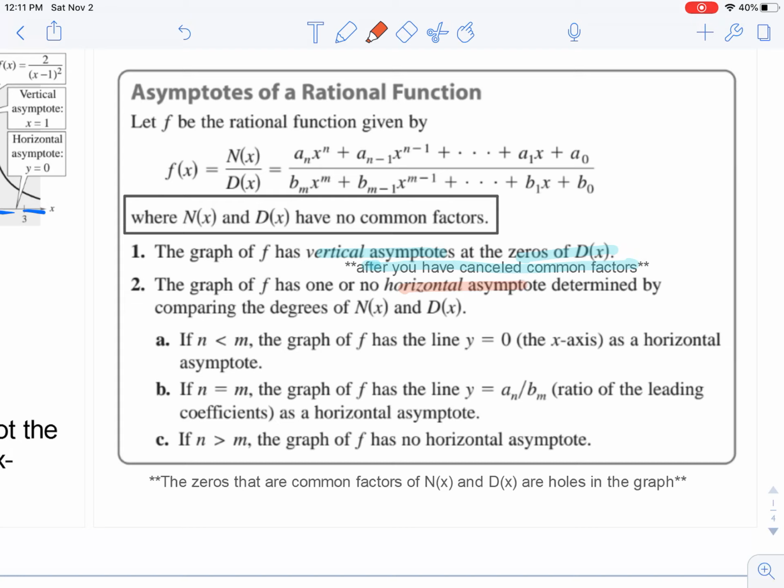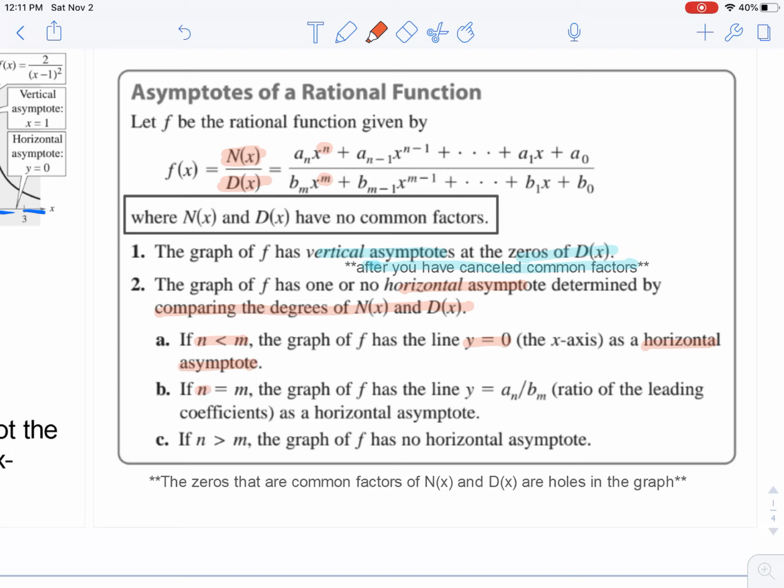The way you determine the horizontal asymptote is by comparing the degrees of n of x and d of x. So if you look up top here, n of x has a degree of n, and d of x in this general function has a degree of m. So if you compare those degrees, if the degree of the numerator, n, is less than the degree of the denominator, m, that means that it has y equals 0 as a horizontal asymptote.